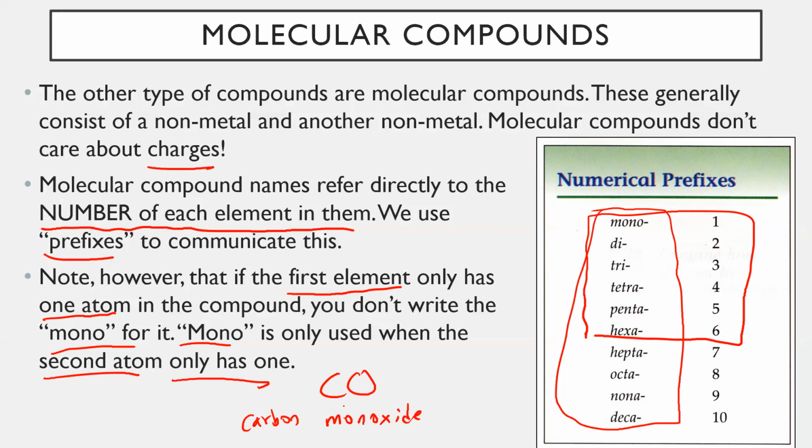Now, if you had 2 carbons, you would call it dicarbon monoxide, right? These other prefixes can be used for the first element. It's just mono for whatever reason. If there's only one of the first one, we don't put it on the first one. It's just convention. We don't call it monocarbon monoxide. We just call it carbon monoxide.